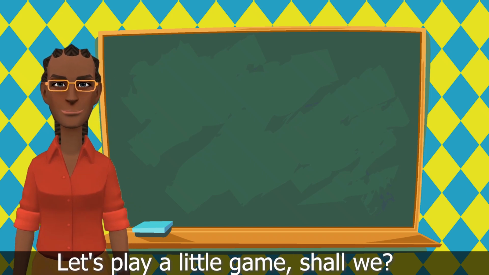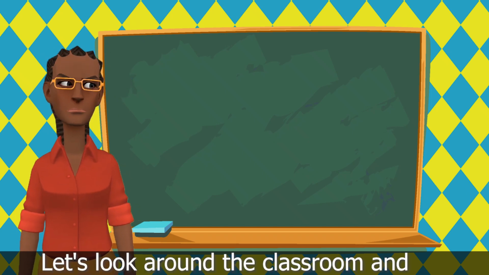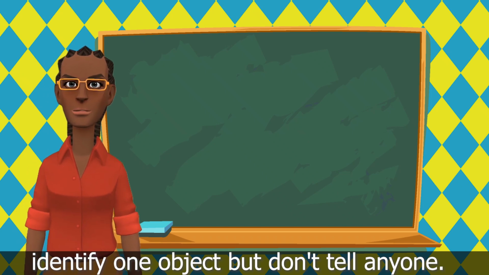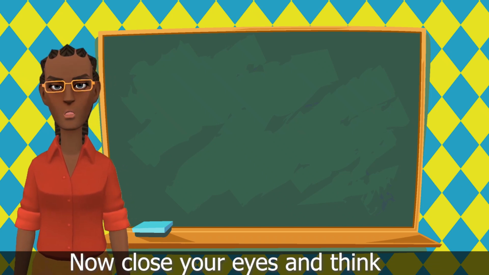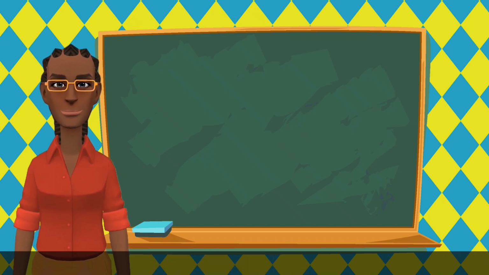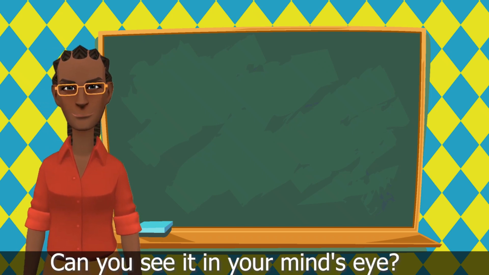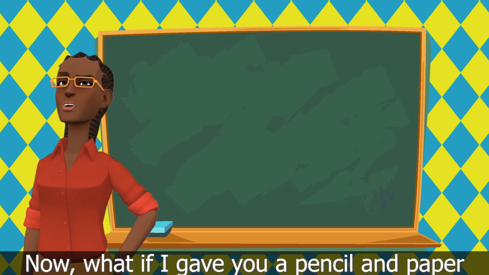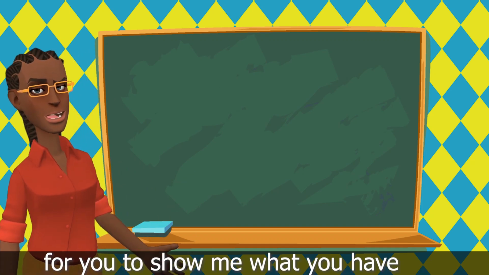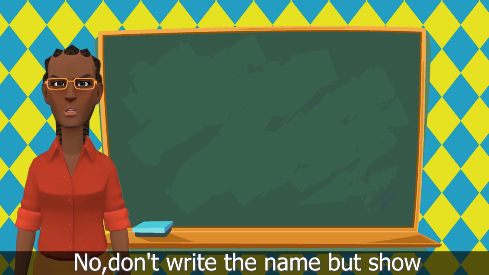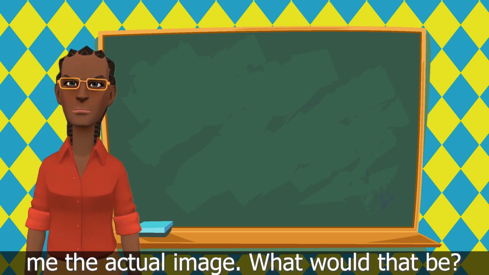Let's play a little game, shall we? Let's look around the classroom and identify one object, but don't tell anyone. Now, close your eyes and think about that object. Oh, great! Can you see it in your mind's eye? I bet you can. Now, what if I gave you a pencil and paper for you to show me what you have in your mind's eye? No, don't write the name, but show me the actual image. What would that be?